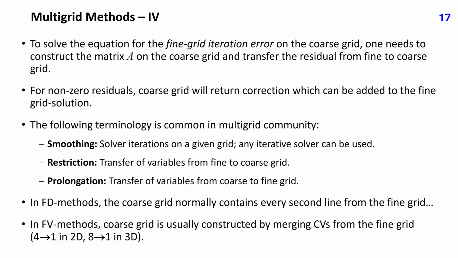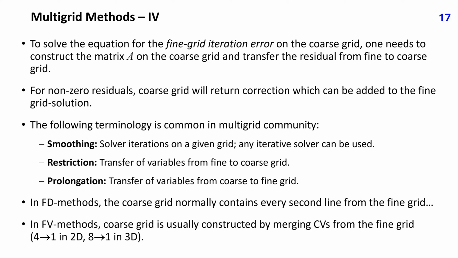The following terminology is common in multigrid community. Smoothing denotes iterations on a given grid using an iterative solver. In principle, any solver can be used. Restriction denotes transfer of variables from fine to coarse grid. When solving linear equation systems, only residuals need to be transferred from finer to coarser grids. Prolongation denotes transfer of variables from coarse to fine grid. Only the correction for the fine grid variable, that is the estimate of the iteration error, needs to be transferred from coarser to finer grids.